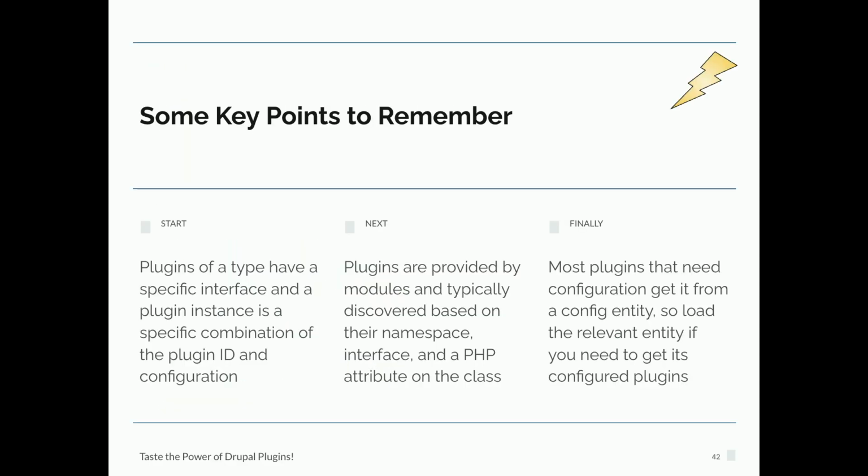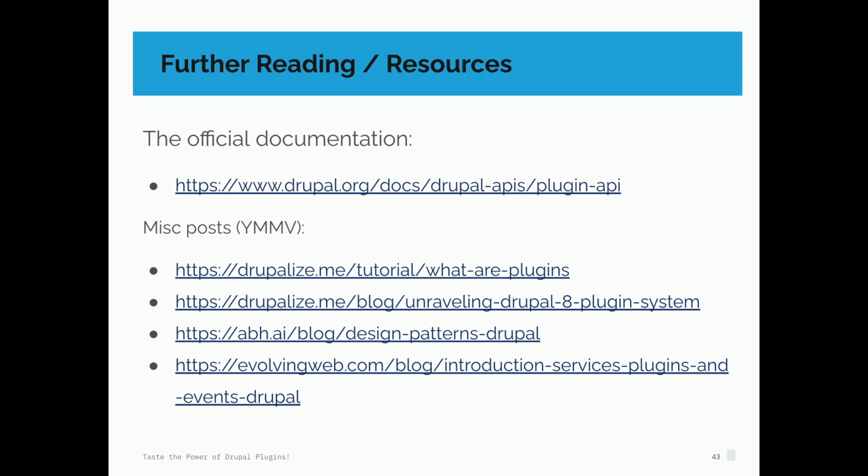Okay, so we're pretty much at the end here. So, hammering on this point: plugins of a given type have a specific interface, and a plugin instance is the combination of a specific plugin ID and a set of configuration. Plugins are provided by modules, and discovery is based on the namespace, specific interface, and a PHP attribute. Most plugins that need configuration get it from a config entity, and your hint for the day is if you need the configured plugin, load the config entity and ask it for the plugin, and that's kind of your shortcut rather than going the other way around.